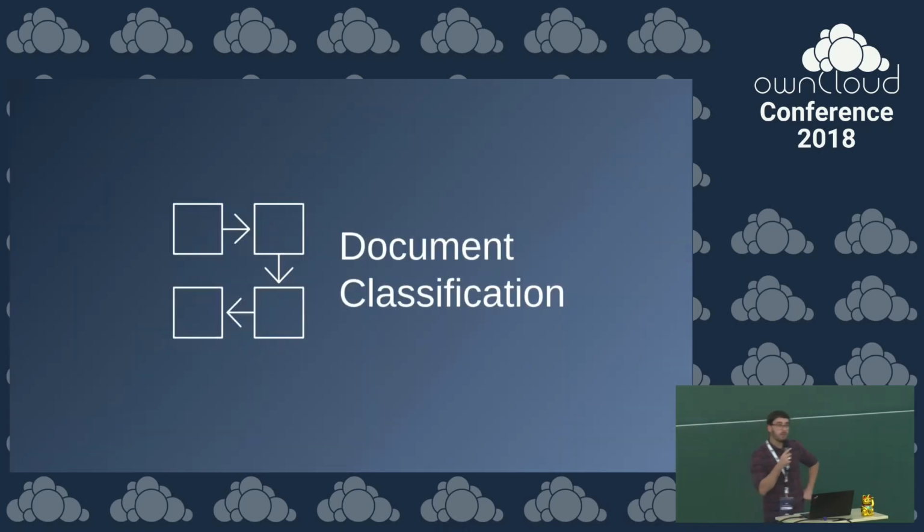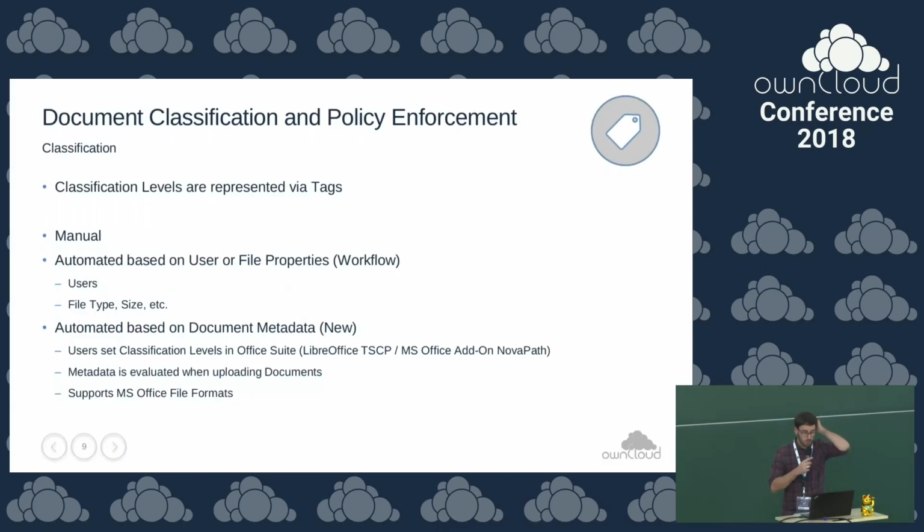So, as I said, document classification is a point where we start to explore and to help support our customer base. And there are several ways you can do it in ownCloud. First of all, classification levels in ownCloud are, or will be, represented via the tagging feature. So you have different kinds of tags for different purposes.